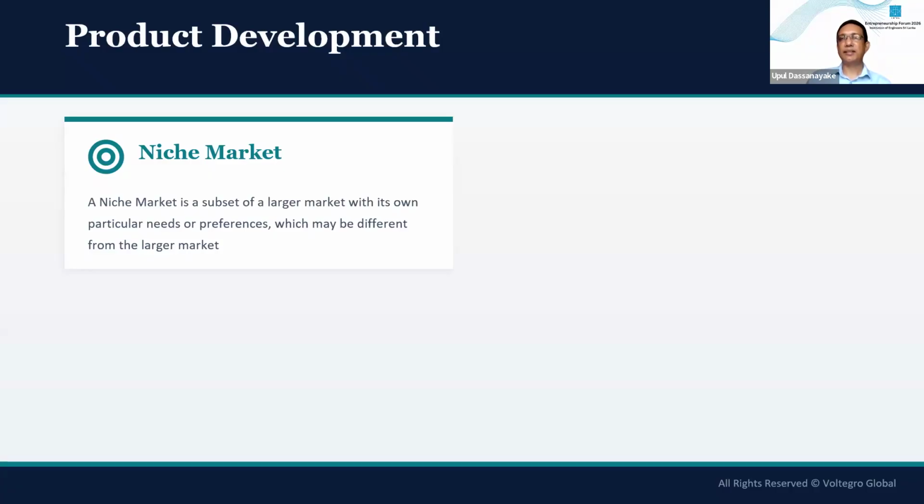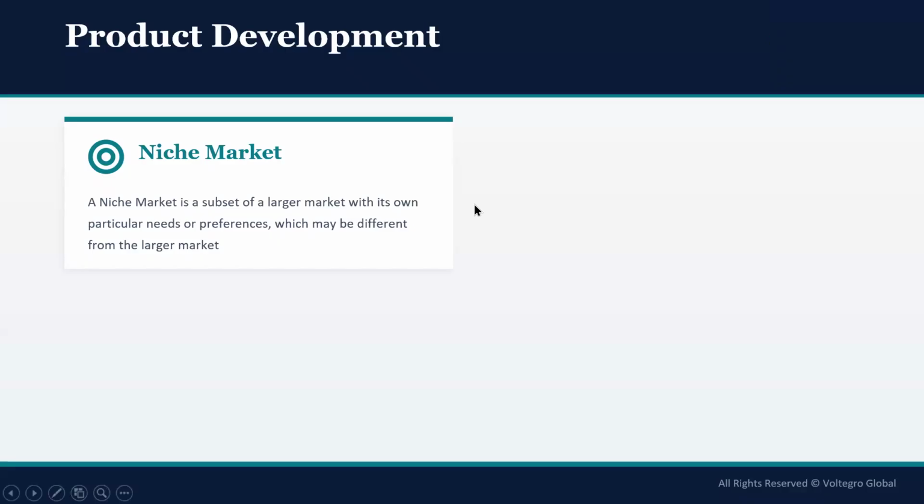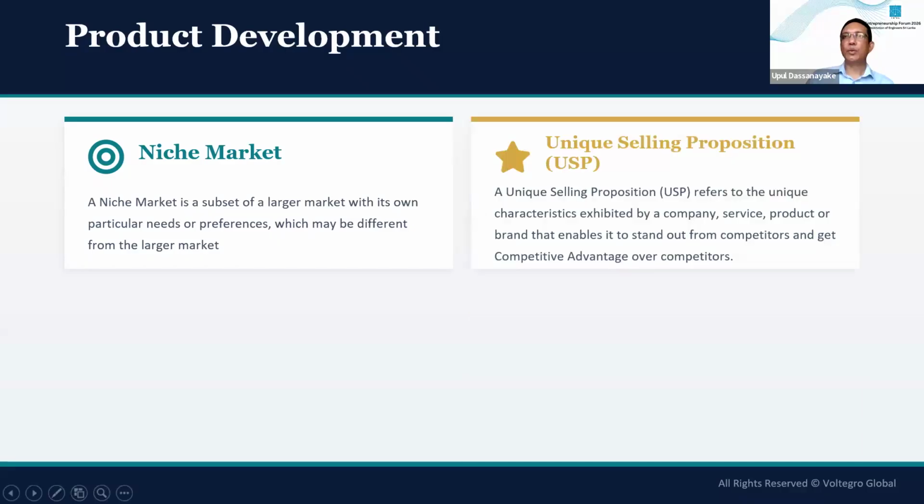To have a niche market, there has to be some sort of uniqueness in your product. Innovation. But what's the right term? USP, unique selling proposition. Exactly. You have to have a unique selling proposition. It is through the unique selling proposition that you create the niche market.